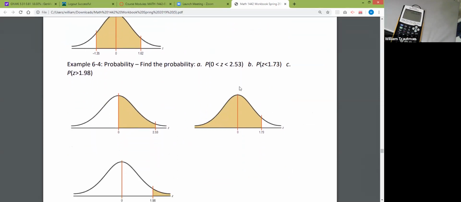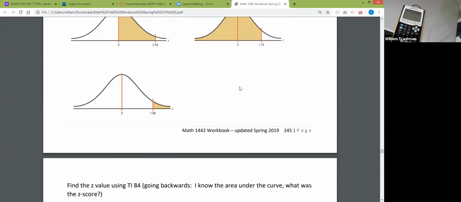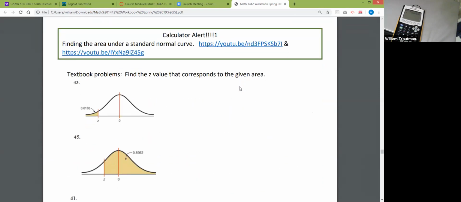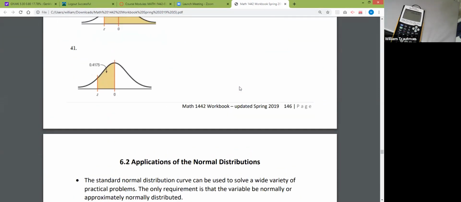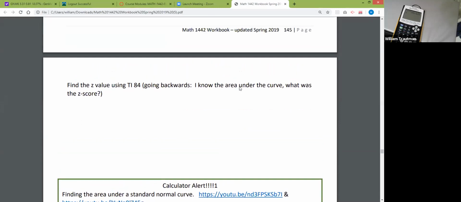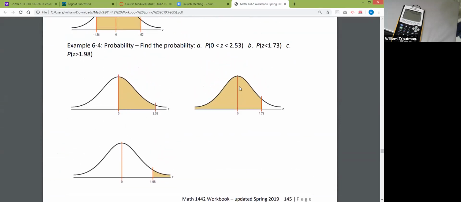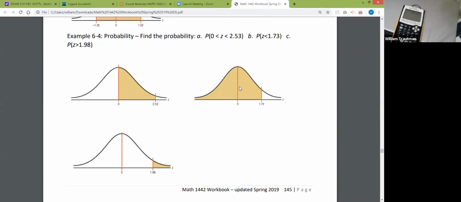Let's try a couple more. We got about 5 or 6 more to practice. All right, good. Well, let's try this one.